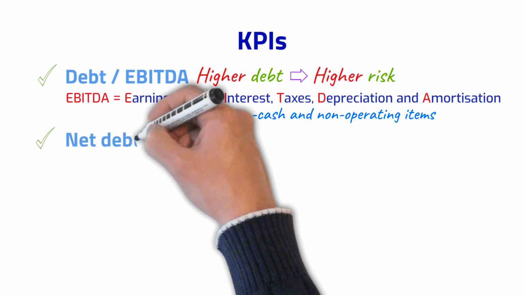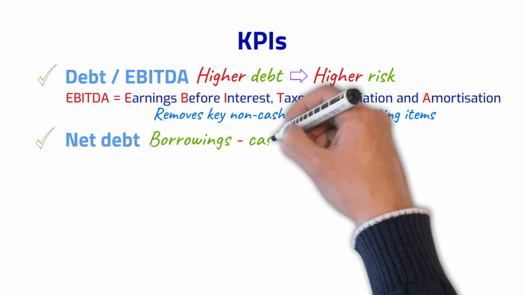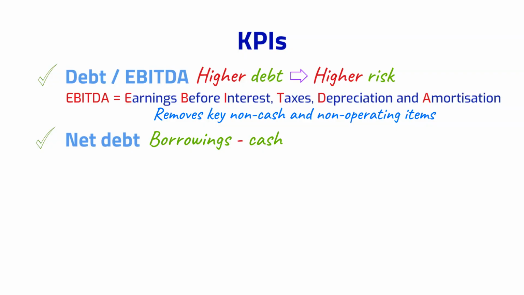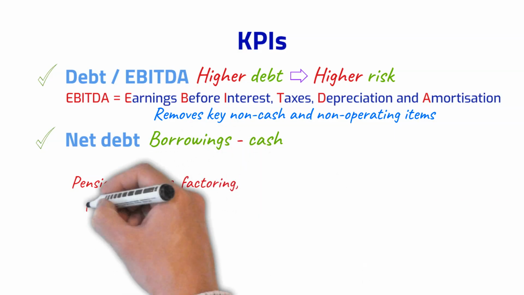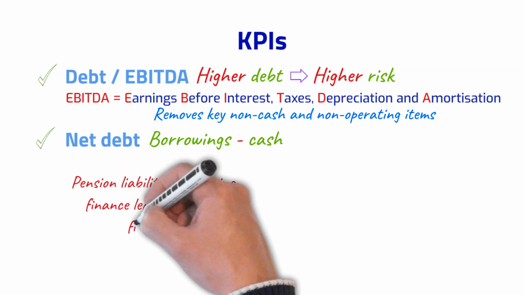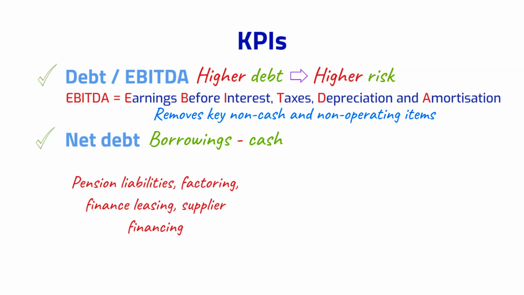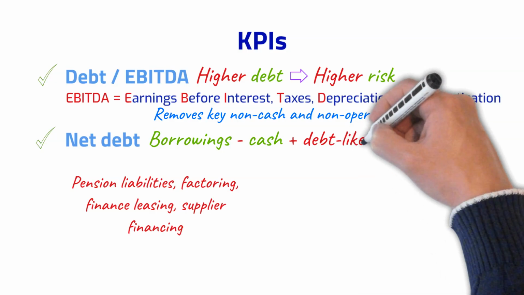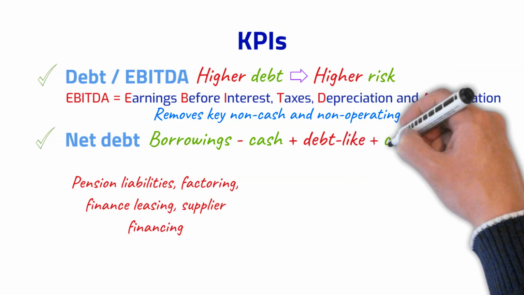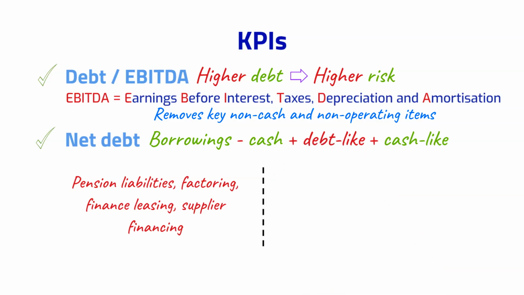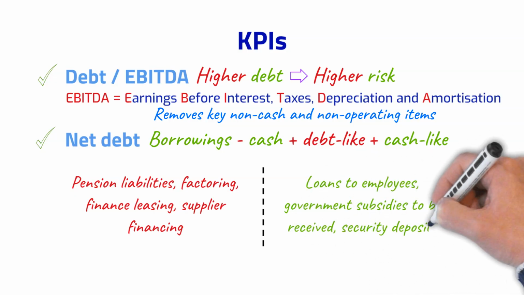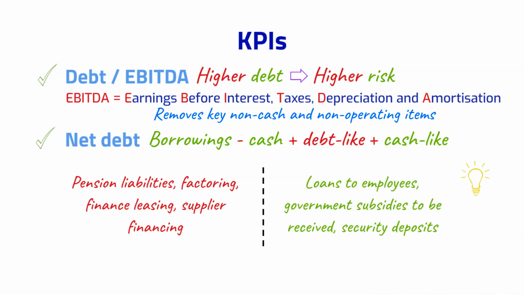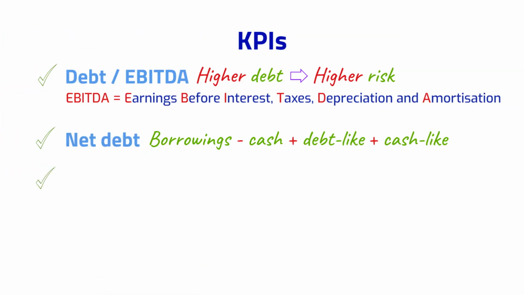Second KPI is net debt, which is total borrowings minus cash, a more realistic picture of obligations. Net debt is often extended to include other liabilities which are of financing nature. For example, pension liabilities, factoring, finance leasing, supplier financing, security deposits from customers and so on. These liabilities are often called debt-like items. Of course, if debt-like items exist, there can also be cash-like items. For example, loans to employees, government subsidies to be received, security deposits, etc. Net debt is a very important topic for valuation of the businesses, and we will later have a few separate videos for it.